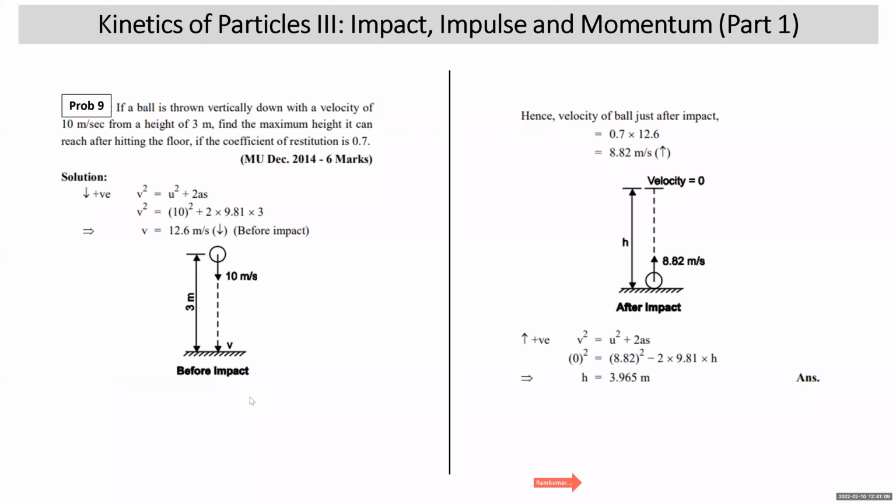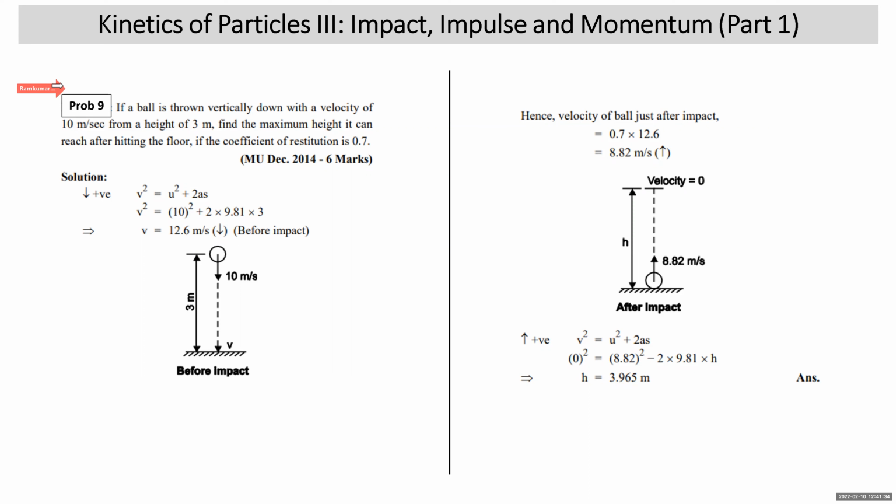Let's take problem number 9. If the ball is thrown vertically down with a velocity of 10 meter per second from the height of 3 meter, find the maximum height it can reach after hitting the floor if the coefficient of restitution is 0.7. All these problems are quite important, asked for 4 marks or 6 marks in examination.